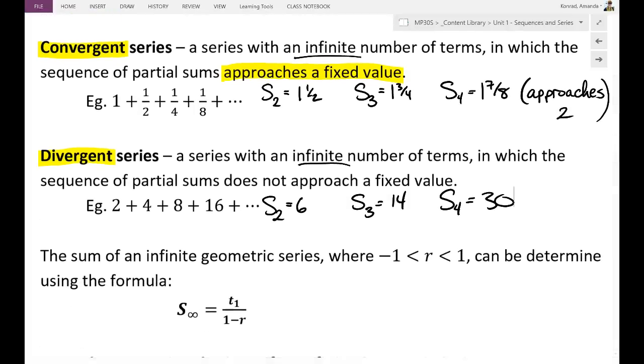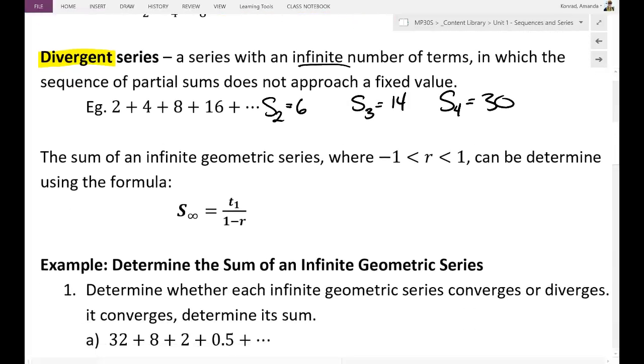So who cares? What does it matter? Well, when you get to the sum of infinity, we can actually determine what that is if the series is converging. If it's not, it's going to keep going forever. It's getting bigger and bigger, so it could keep getting bigger and bigger forever. So the sum would be infinity to some greater or lesser extent.